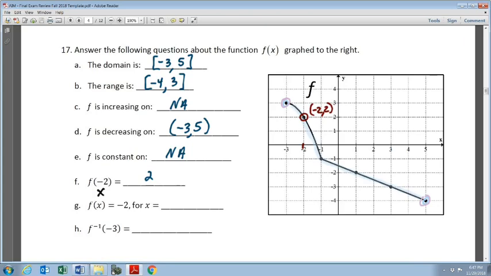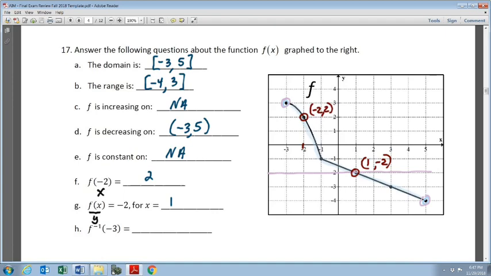On letter G, we're supposed to find an x value for which f of x equals -2. Remember, f of x is another name for y. And so what we've been given is an output value of -2. So on the graph, we're looking for a point that has a y value of -2. I always like to draw a vertical line that goes through, in this case, -2, and you can see that point right there is where our graph has a y value of -2. The corresponding x value would be +2. I'm sorry, +1. And so x is 1.